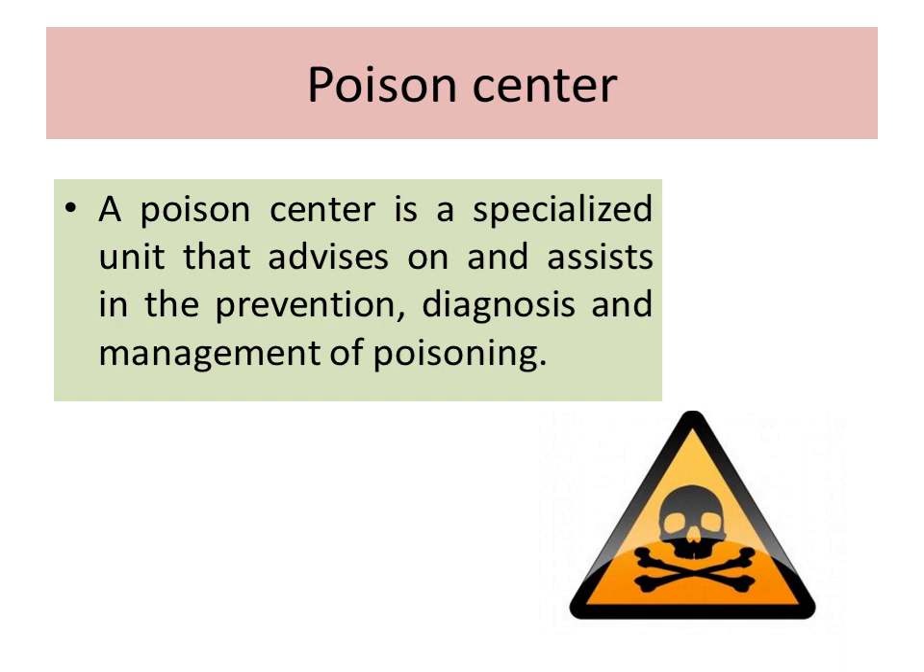A poison center is a specialized unit that advises on and assists in the prevention, diagnosis, and management of poisoning. That is to say, this center will be responsible for accepting any patient who is subjected to chronic or acute toxicity. It will be responsible for the diagnosis of the causative agent and for helping in the treatment of this patient.